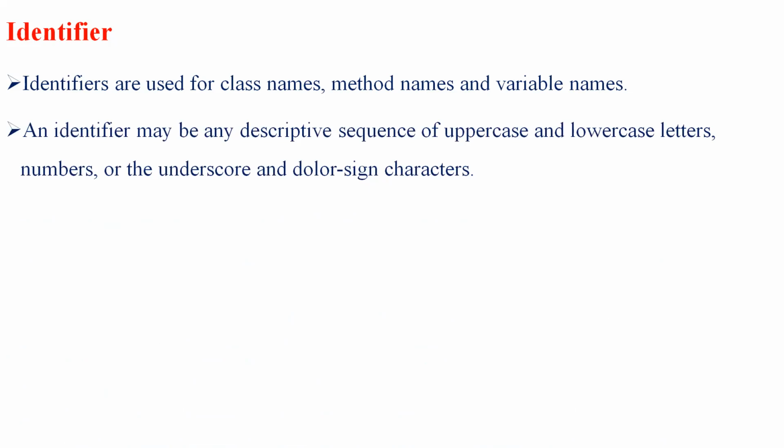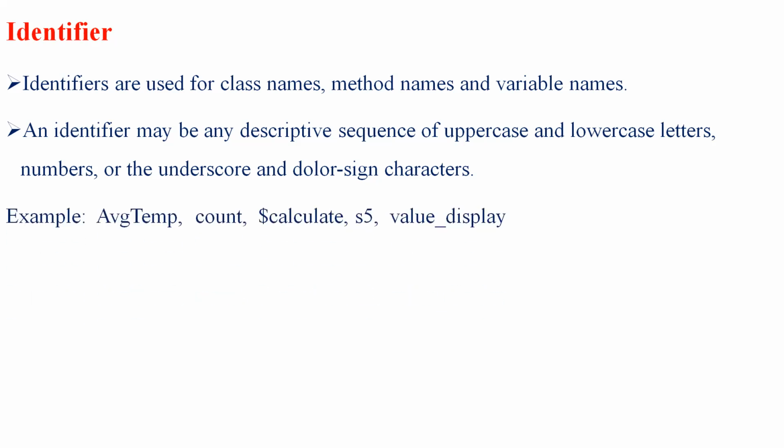An identifier may be any descriptive sequence of uppercase characters, or lowercase characters, or numbers, or sometimes an underscore, and it can also contain the dollar sign character. So it is a sequence of uppercase, lowercase, numbers, underscore, as well as dollar sign characters, which together are used for identification of particular class names, method names, and variable names.